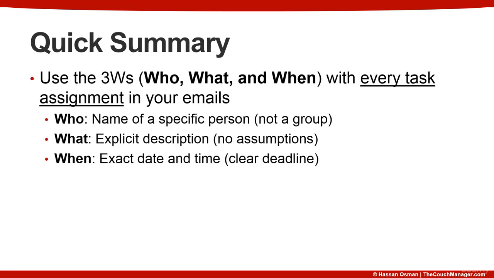So let's wrap up with a quick summary of what we just covered. Use the 3 W's, which are the who, the what, and the when, with every task assignment in your emails. The who is about the name of a specific person and not a group. The what is an explicit description without any assumptions. And the when is an exact date and time with a very clear deadline.